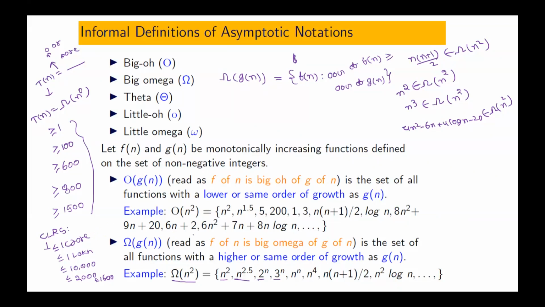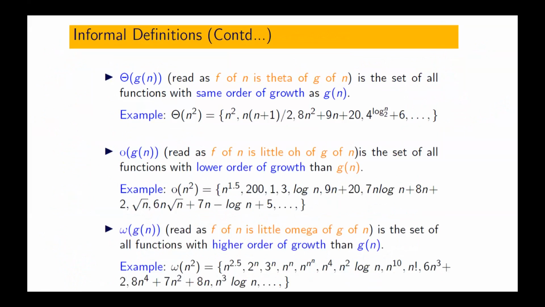So this is big omega. This is the definition of big omega. I will stop at 7:45 because we started 15 minutes late. This is big omega notation. Next, similarly, there is another notation. What is theta of g of n? It is the set of all functions with the same order of growth as g of n.